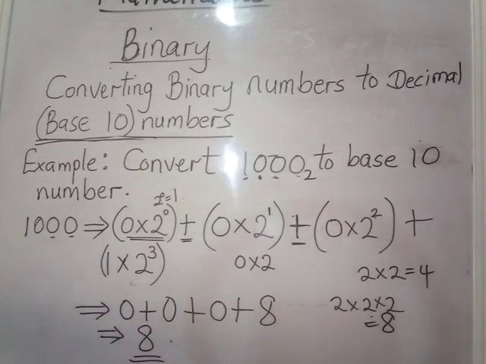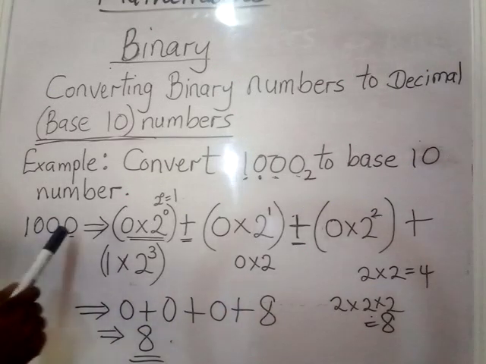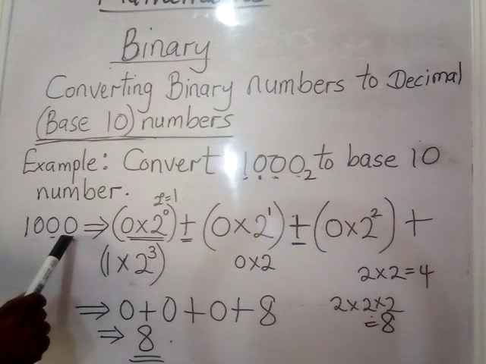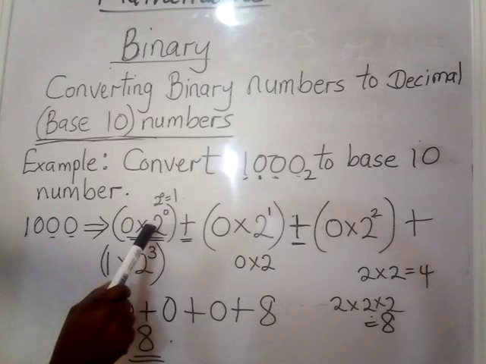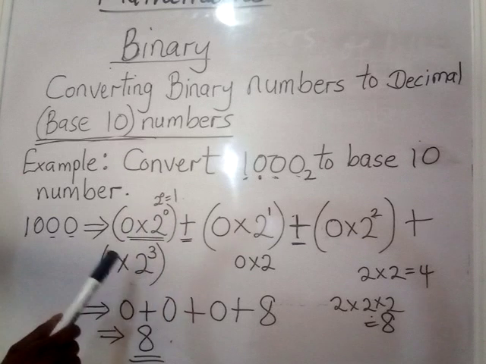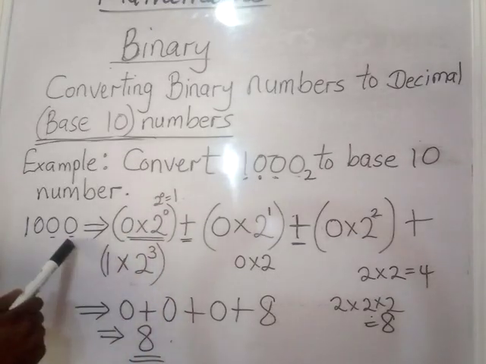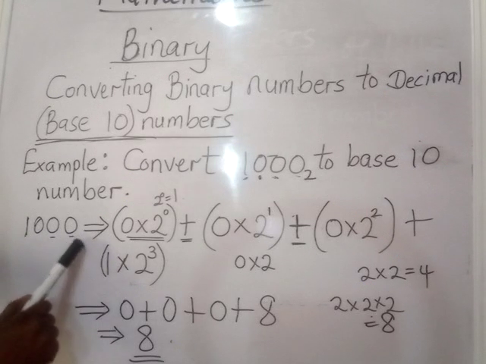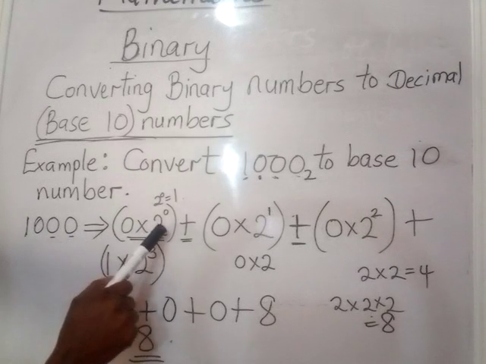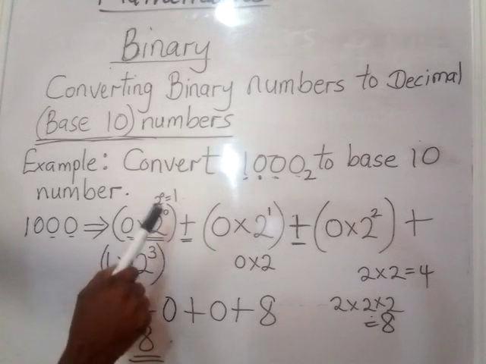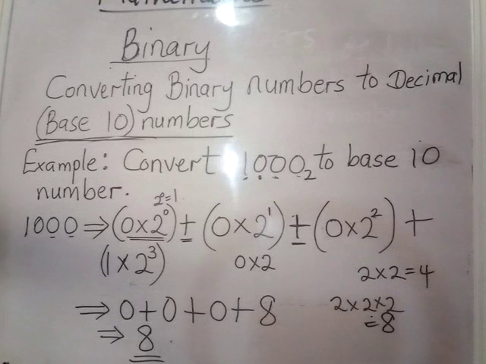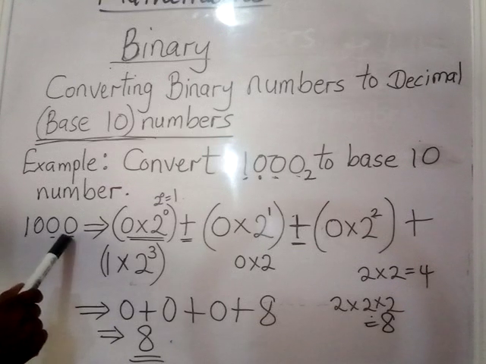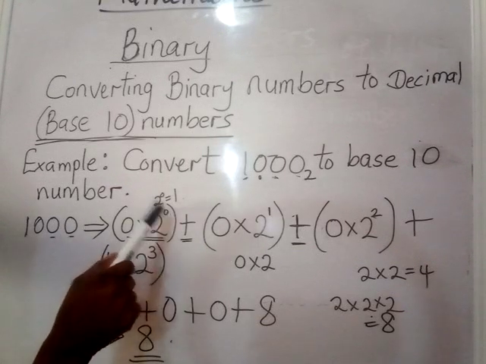So here in this example, the last digit that we have here to the right is 0. So we say 0 times 2 raised to power 0. Remember, we are not saying 2 raised to power 0 because the number is 0. Even if the number is 1, as long as it's the last number we have on this right hand side, the power of the 2 must be 0, because that's where we start with. That's where we start. So this 0 is 0 times 2 raised to power 0.